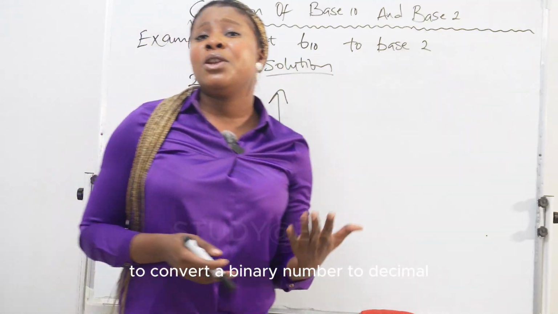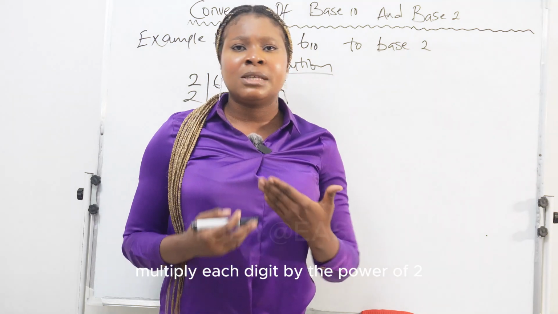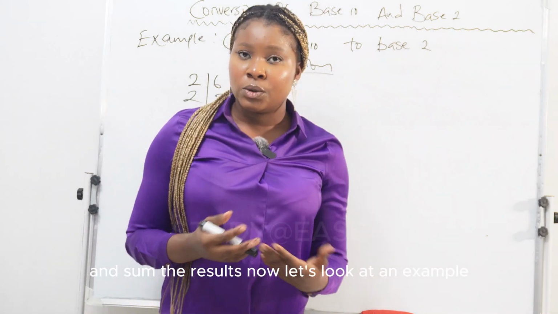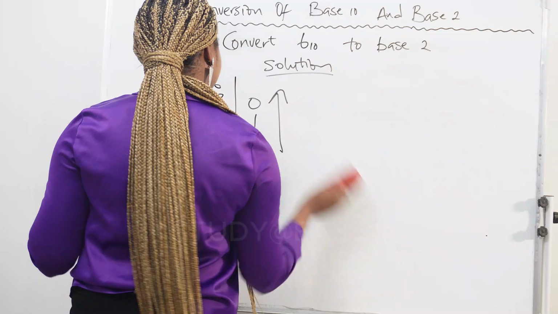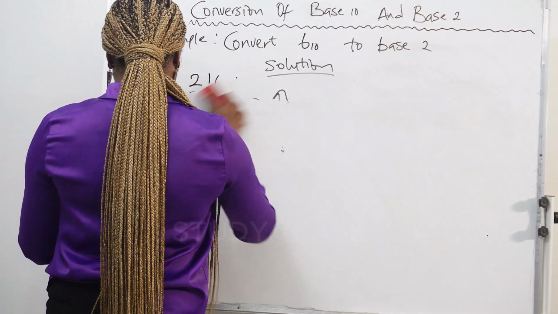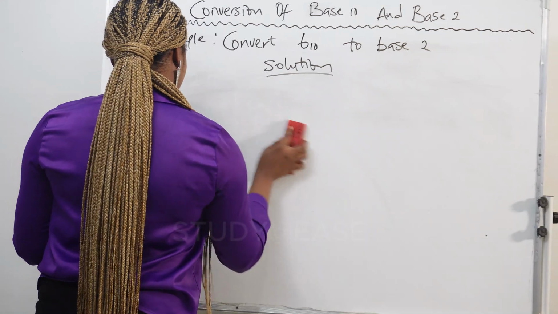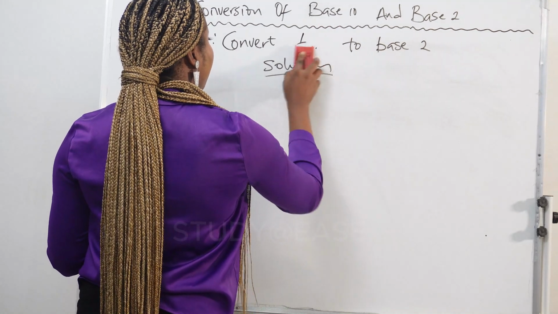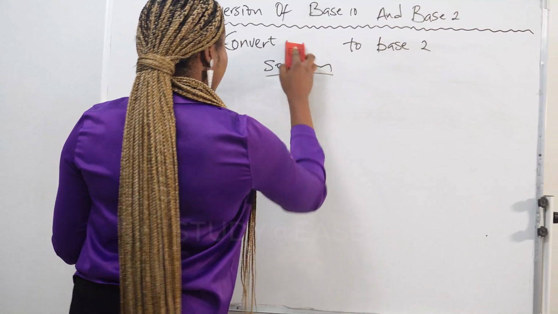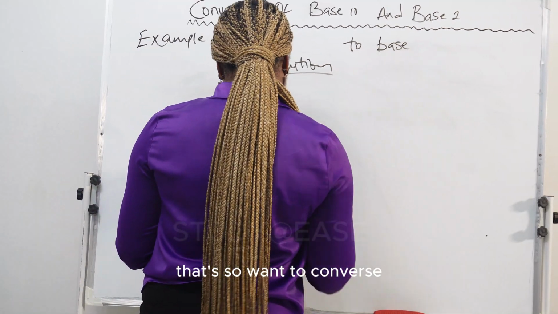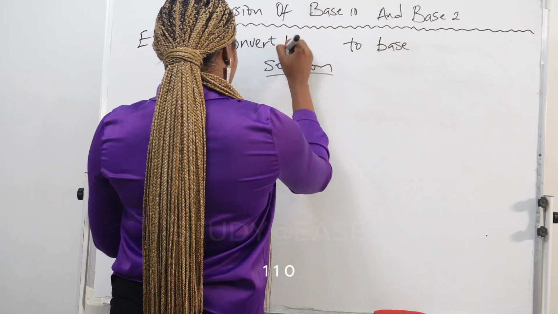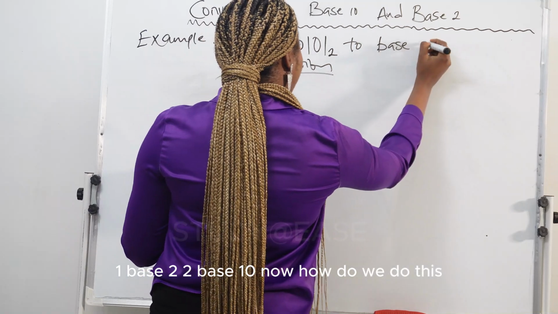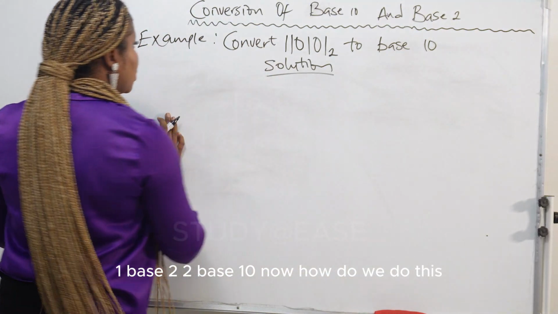Now, how do we convert binary numbers to decimal? To convert a binary number to decimal, multiply each digit by the power of 2 corresponding to its position and sum the results. Now let's look at an example. Let's say we want to convert 110101 base 2 to base 10. Now how do we do this?